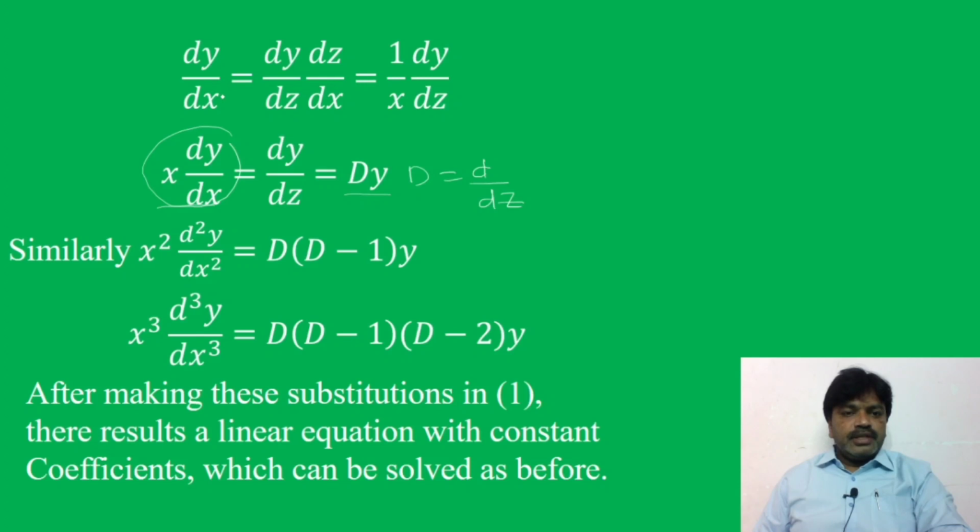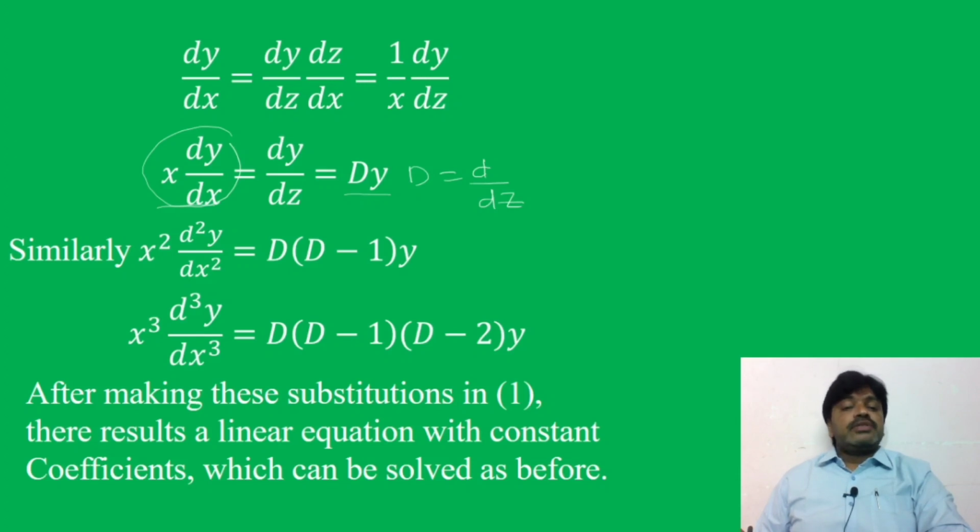For that I am taking dy by dx, that is equal to dy by dz into dz by dx. So that we get 1 by x dy by dz. By multiplication of x on both sides, we get x dy by dx equal to dy, that is, differentiation d by dz. Similarly, we can get the value of x square d square y by dx square. What is the value here, friends? D into d minus 1 into y.